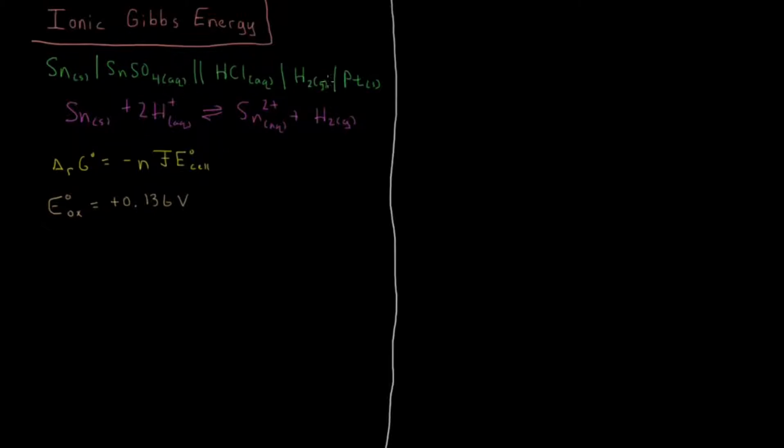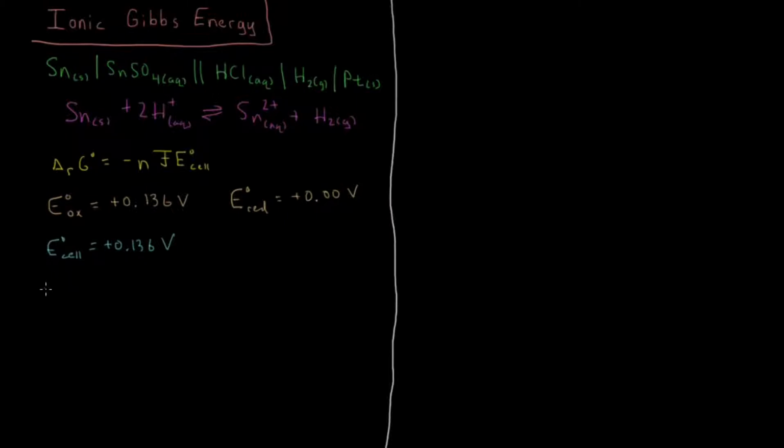And for the reduction taking place here, it's the reduction of H+ ions to H2 in the standard hydrogen electrode under standard conditions. If your acid was 1 molar, or unit activity, then the standard reduction potential for the standard hydrogen electrode, as the name suggests, is 0 volts. So our E naught of the cell is just the reduction plus the oxidation, which is equal to plus 0.136 volts. That's our E naught for our cell.